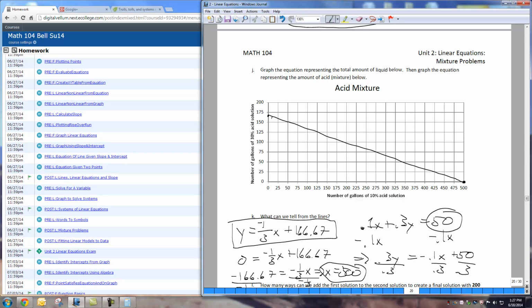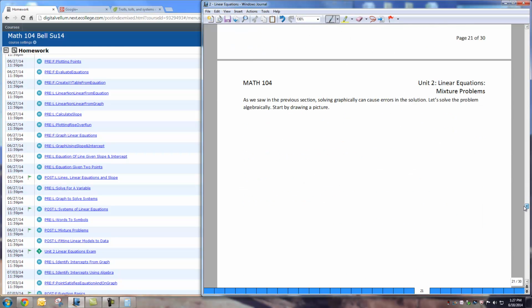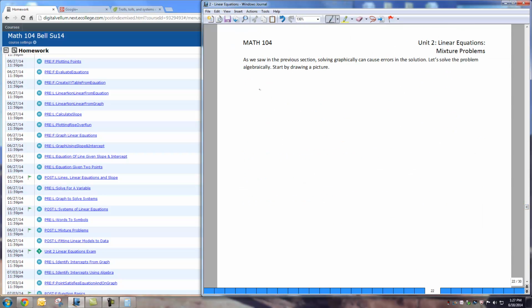As I move this way, what about 50 and 150 there? That looks like exactly 200 gallons of liquid. But I'm not sure, because once again we're graphing. Maybe this line doesn't go exactly through right here. Let's look at another way to solve this problem, solving it algebraically. So let's start with our picture.